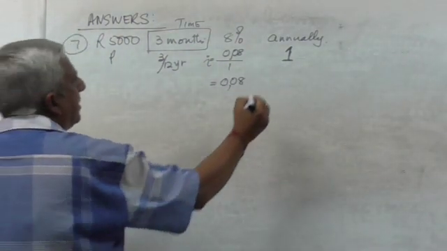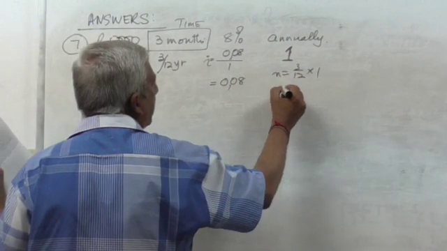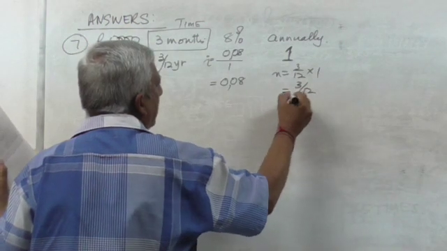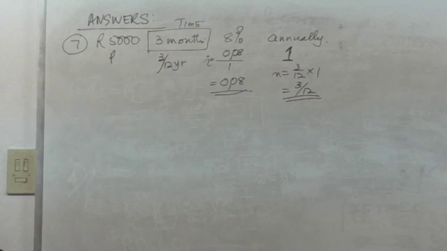Now the time, the n, is 3 over 12, it's times 1. It will remain as 3 over 12. So that's what I'm going to put in the formula.